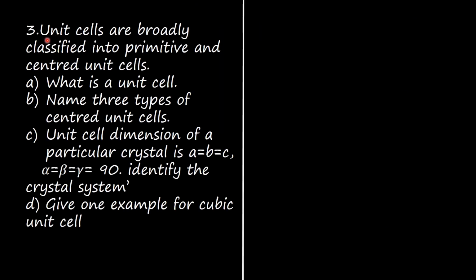Next question. Unit cells are broadly classified into primitive and centered unit cells. What is a unit cell? Name 3 types of centered unit cells. Unit cell dimension of a particular crystal is a = b = c, alpha = beta = gamma = 90 degrees. Identify the crystal system. Give one example for cubic unit cell.